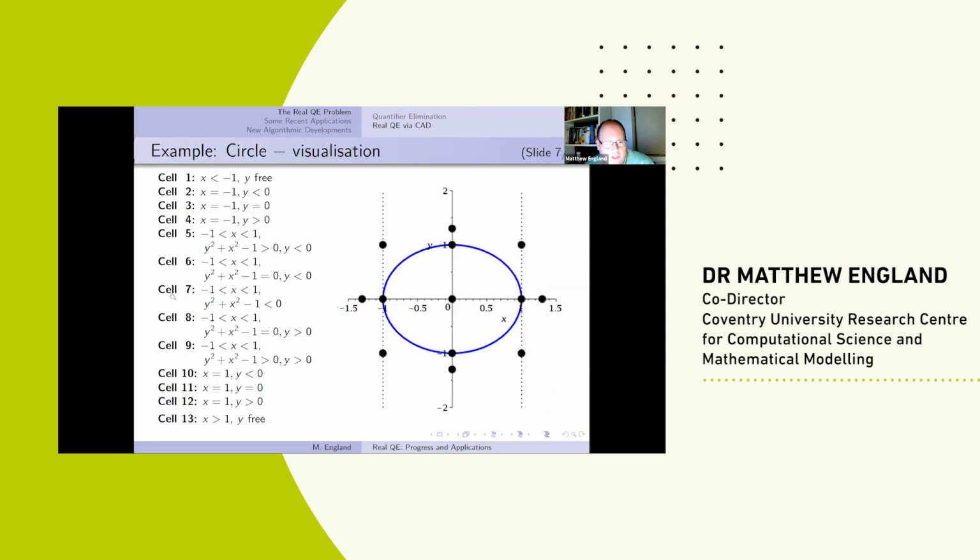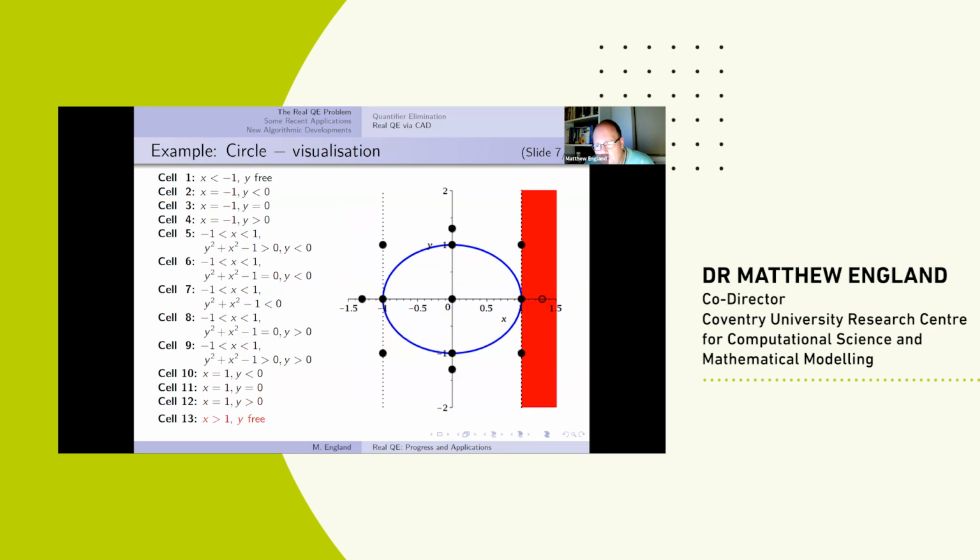Okay, so now the picture to try and explain this for those who couldn't quite follow those technical definitions. So here we have a circle. The blue circle here is defined by the polynomial constraint y squared plus x squared equals 1, or y squared plus x squared minus 1 equals 0. And if I was to build a CAD sign invariant for that polynomial, I will end up with the 13 red cells that are hopefully animating on your screen right now.